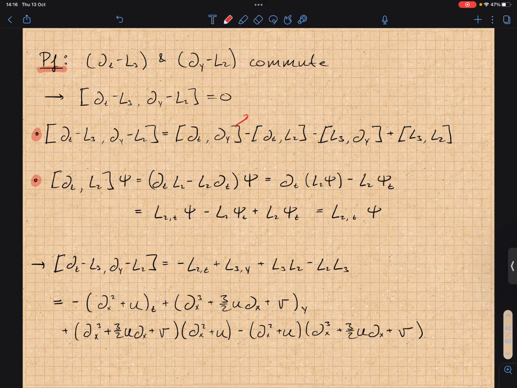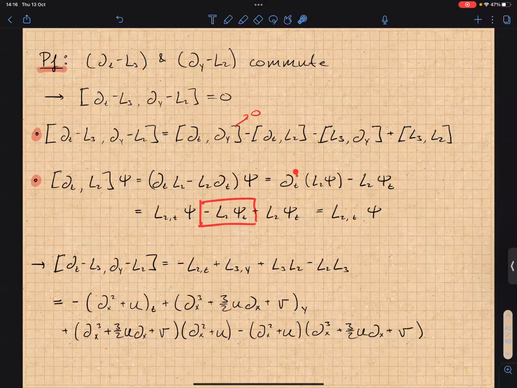This one is 0, since partial derivatives commute. And then for this commutator, I like to give a sample computation, and I do it on a test function psi, to see how it acts on psi. So this is the commutator of partial t and L2: I have partial t acting on L2 psi, and then L2 acting on partial t psi. And for this term, I just keep it this way and bring it down here.